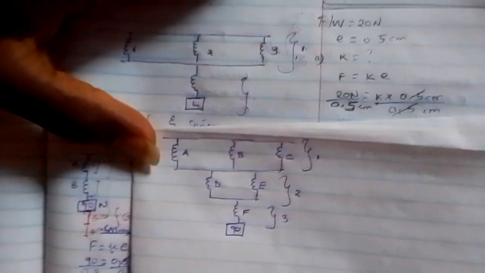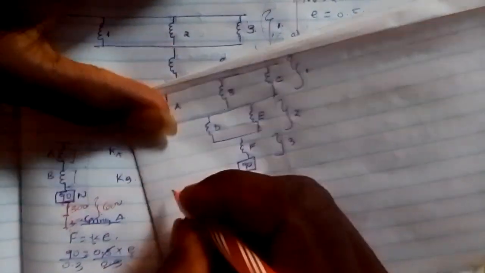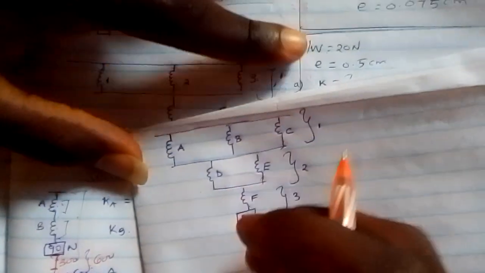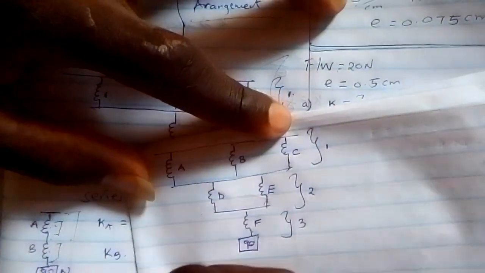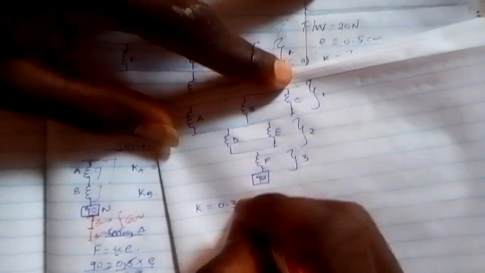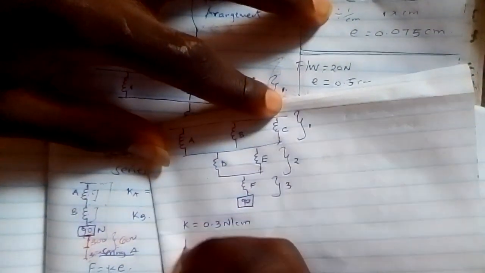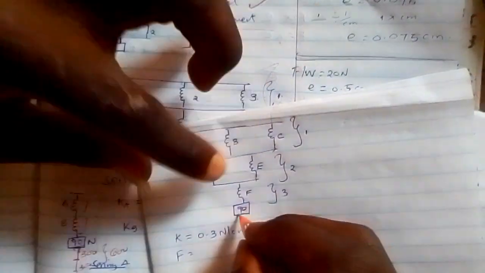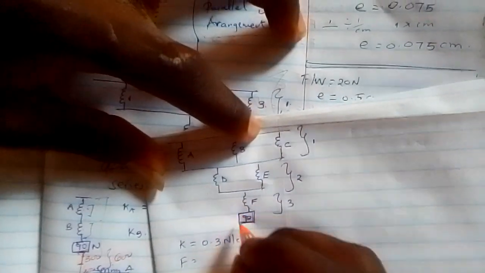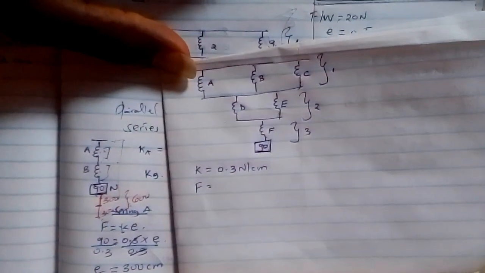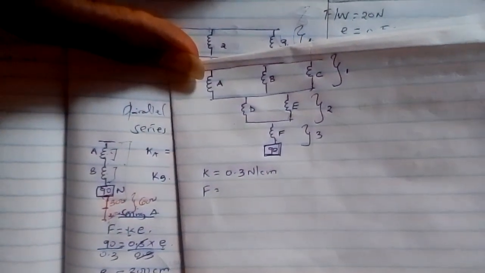Now this is how we go for the question. We have been given the constant of each spring, spring A, spring B, spring C, up to spring F, to be 0.3 newtons per centimeter. And the total force applied is 90 newtons for all the springs. Now you have to ask yourself, how is this force being distributed?